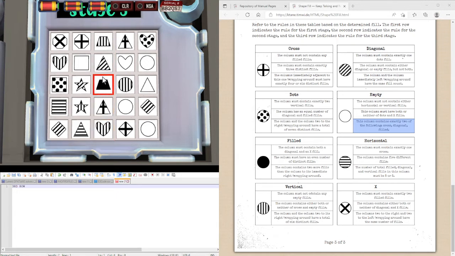Got cross, diagonal, and filled here, so that's not correct. We have cross, but no diagonal or filled here. And we have diagonals, but no cross or filled here. So cross and diagonal, no fills. So second column. Just to make sure, let's check the rest of the rows for the other condition.